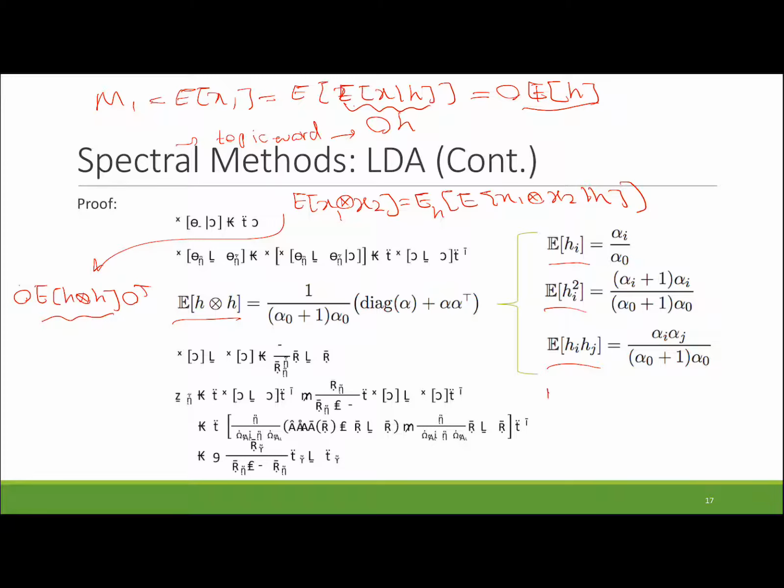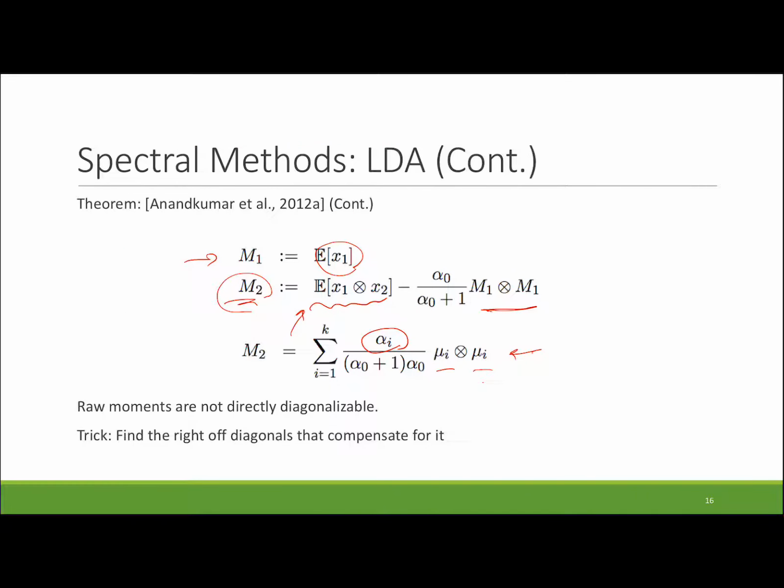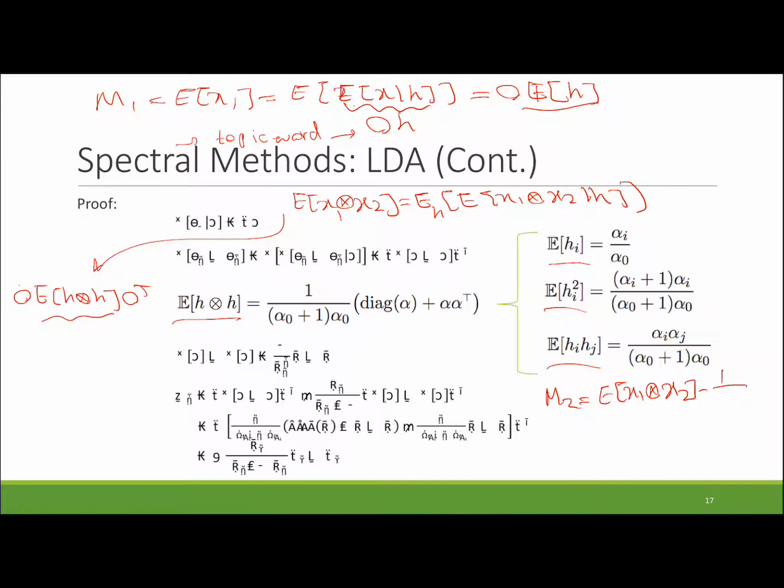And then we can replace this. We can expand M2, basically, which was E of X1 cross X2 minus, I forgot, alpha 0 over alpha 0 plus 1, E of X1 cross E of X2. You can use this and replace it in this and show that in fact it factorizes into the mu i cross mu i form.